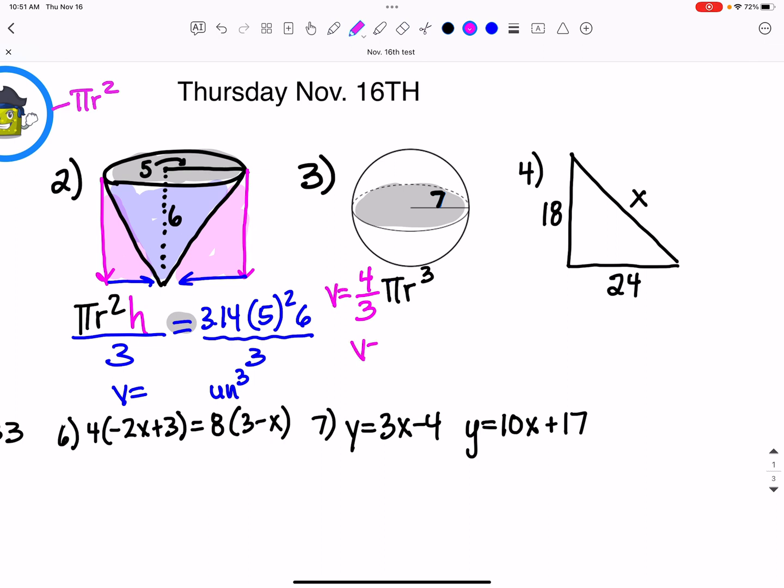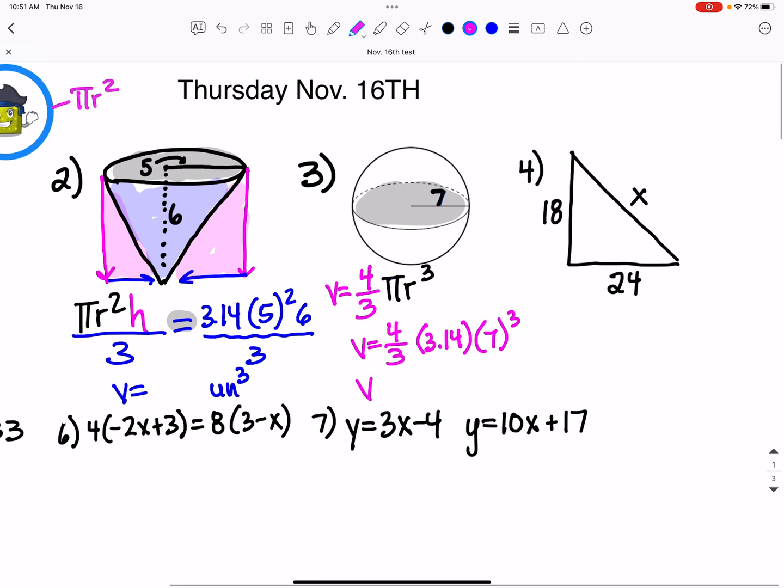So in here, the volume equals, in my calculator, I'm going to do 4 divided by 3 and hit equals, and it should say 1.33333. And then I'm going to multiply, I'm going to say times 3.14, and then times 7 three times, times 7 times 7 times 7, and you should get an answer, volume equals, and then you're going to say 3D units.